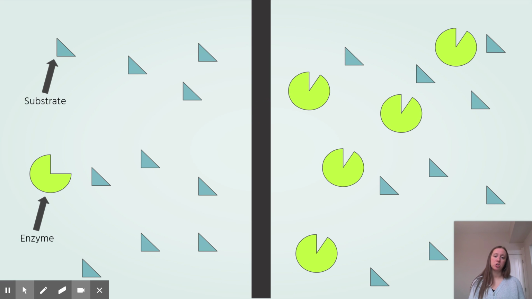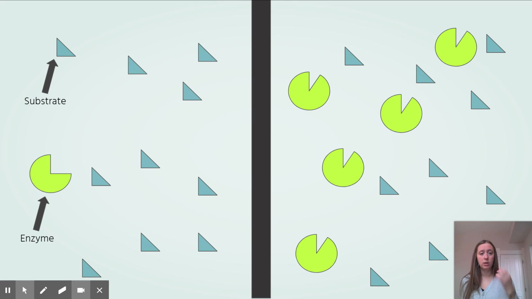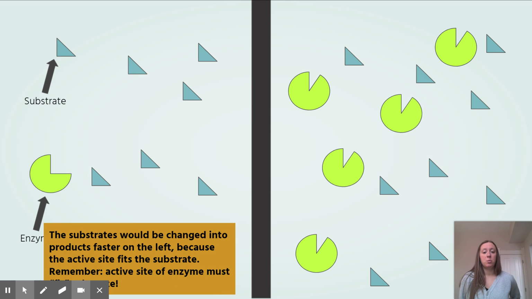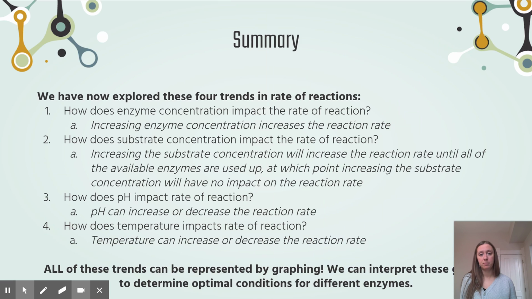We can see that in this picture we've seen before. On the left, we have the enzyme in optimal conditions where it has the correct shape of the active site, versus on the right, if the temperature is too high or too low, or the pH is too high or too low, the active site has changed shape. That means the reaction would be faster on the left because it is in optimal conditions and able to bind to that substrate. So these two ideas, non-optimal conditions, can be created by incorrect pH or incorrect temperature.